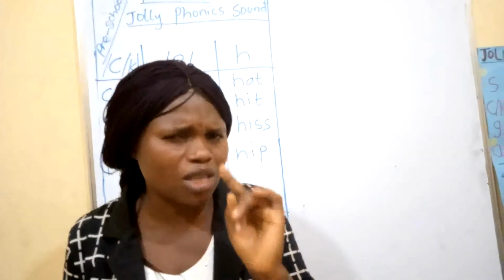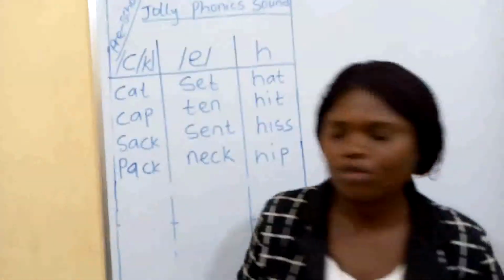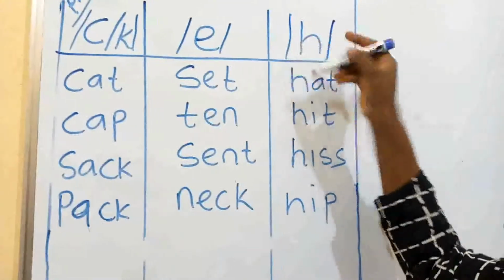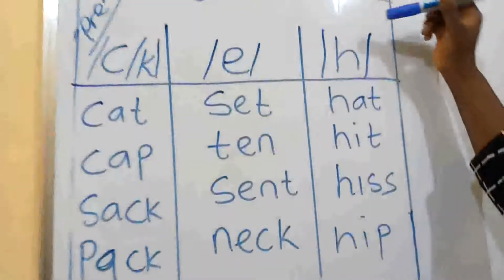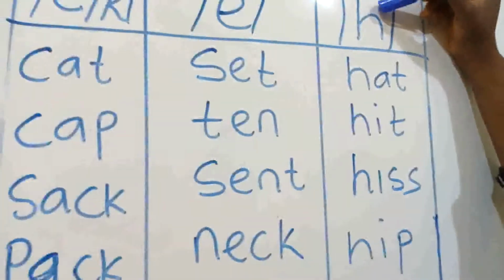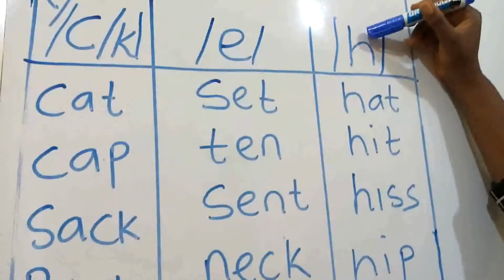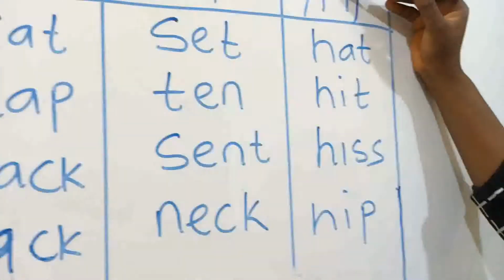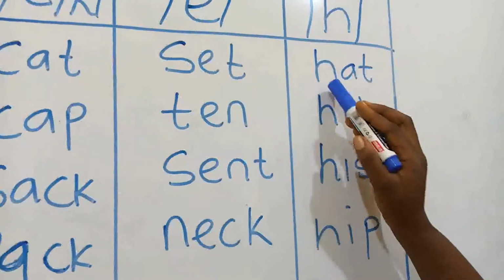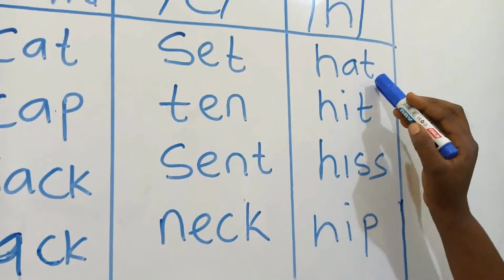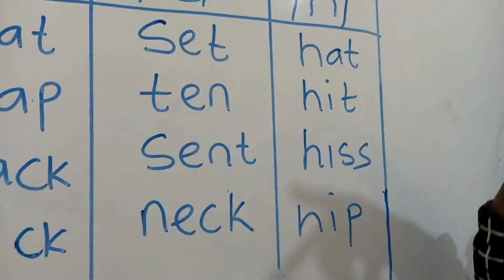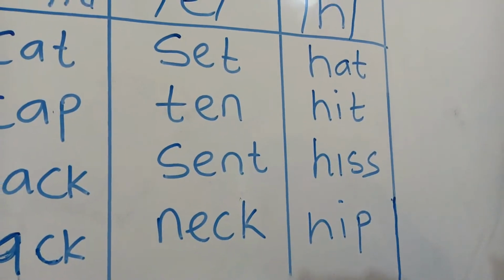Now, can you give me some words with that sound? Let's go. What sound is this? This is letter H. It makes a sound. Now, here are some words with a sound. At. Hat. I put on my hat.